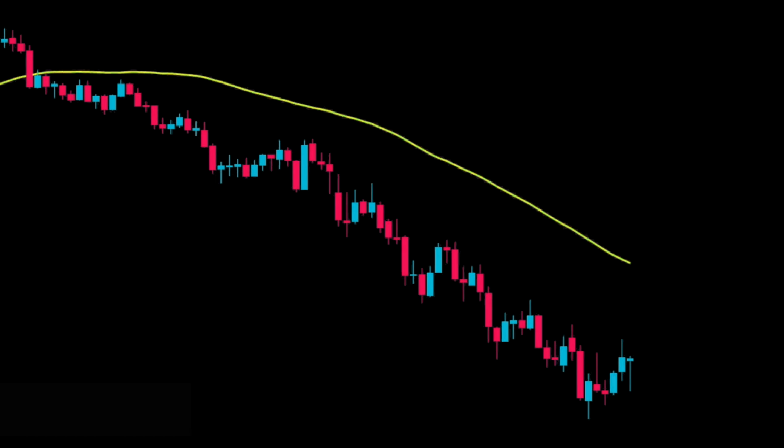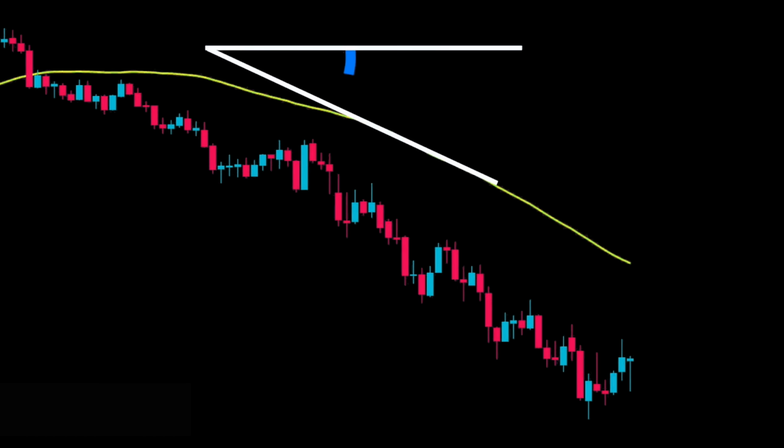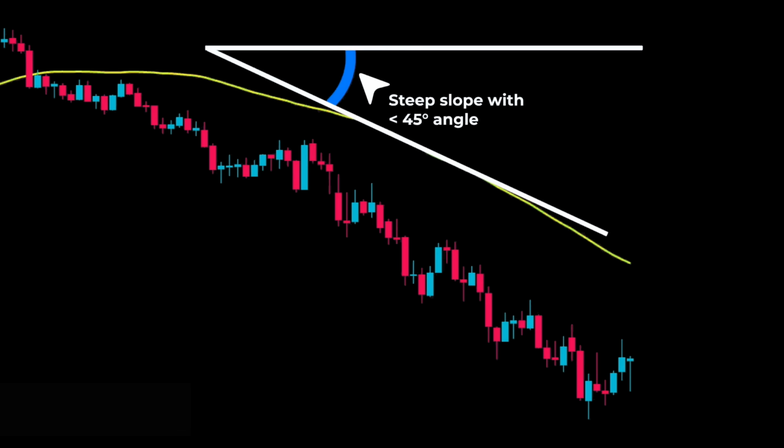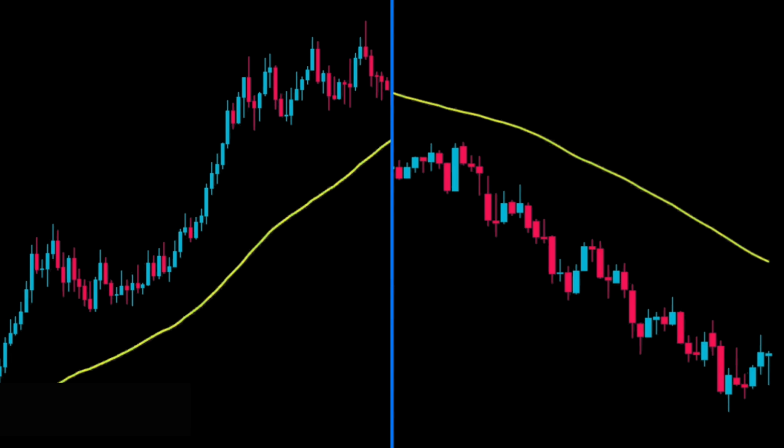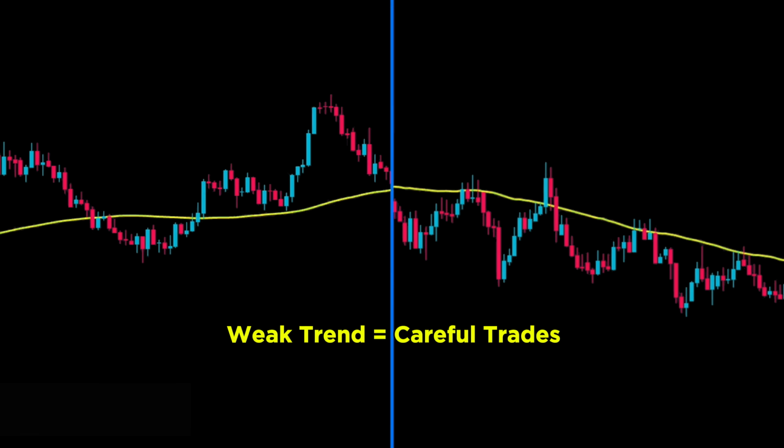This logic is identical for downtrends. A sharp 4-5 degree downward angle shows a powerful move lower, while a slight downward tilt suggests a much weaker bearish trend. This insight is vital for strategy. You can be more bold with entries when the trend is clearly strong, but you should practice caution if the slope looks weak or flat.